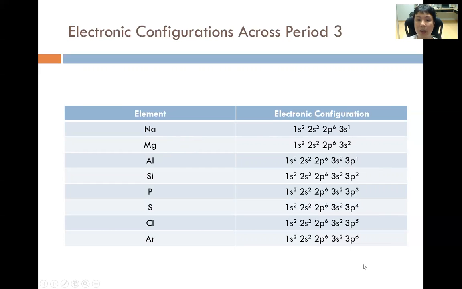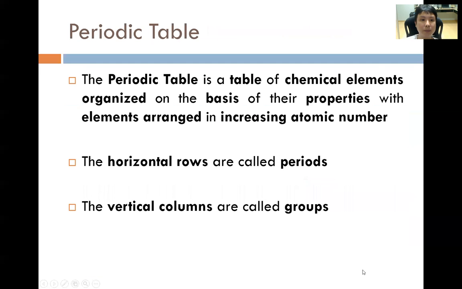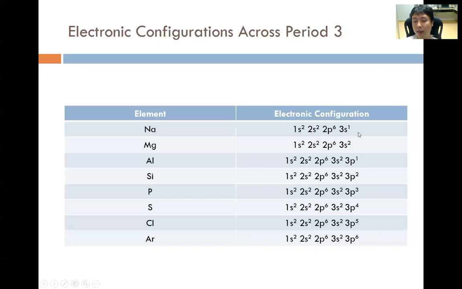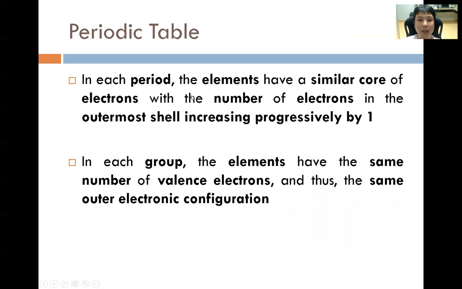Okay, so having written the electronic configuration for all the elements across period 3, let's go back and discuss that point. Okay, in each period, the elements have a similar core of electrons, with the number of electrons in the outermost shell increasing progressively by 1. So it's certainly true that the number of electrons increases progressively by 1. What does it mean to say the elements have a similar core of electrons?